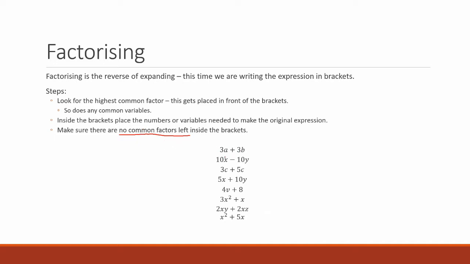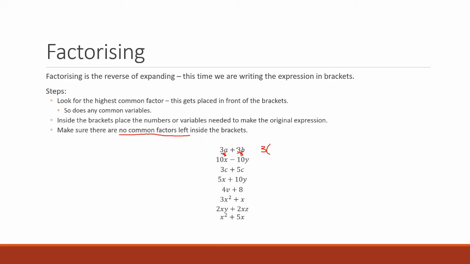So here, let's look at this first example. We have 3a plus 3b. So we've got a common factor with the numbers, so we can divide both of these terms by 3. So when we divide by 3, it's going to cancel out the 3. We're going to get a 1 on the inside of the brackets. On the outside of our brackets is that 3 that we've divided out.